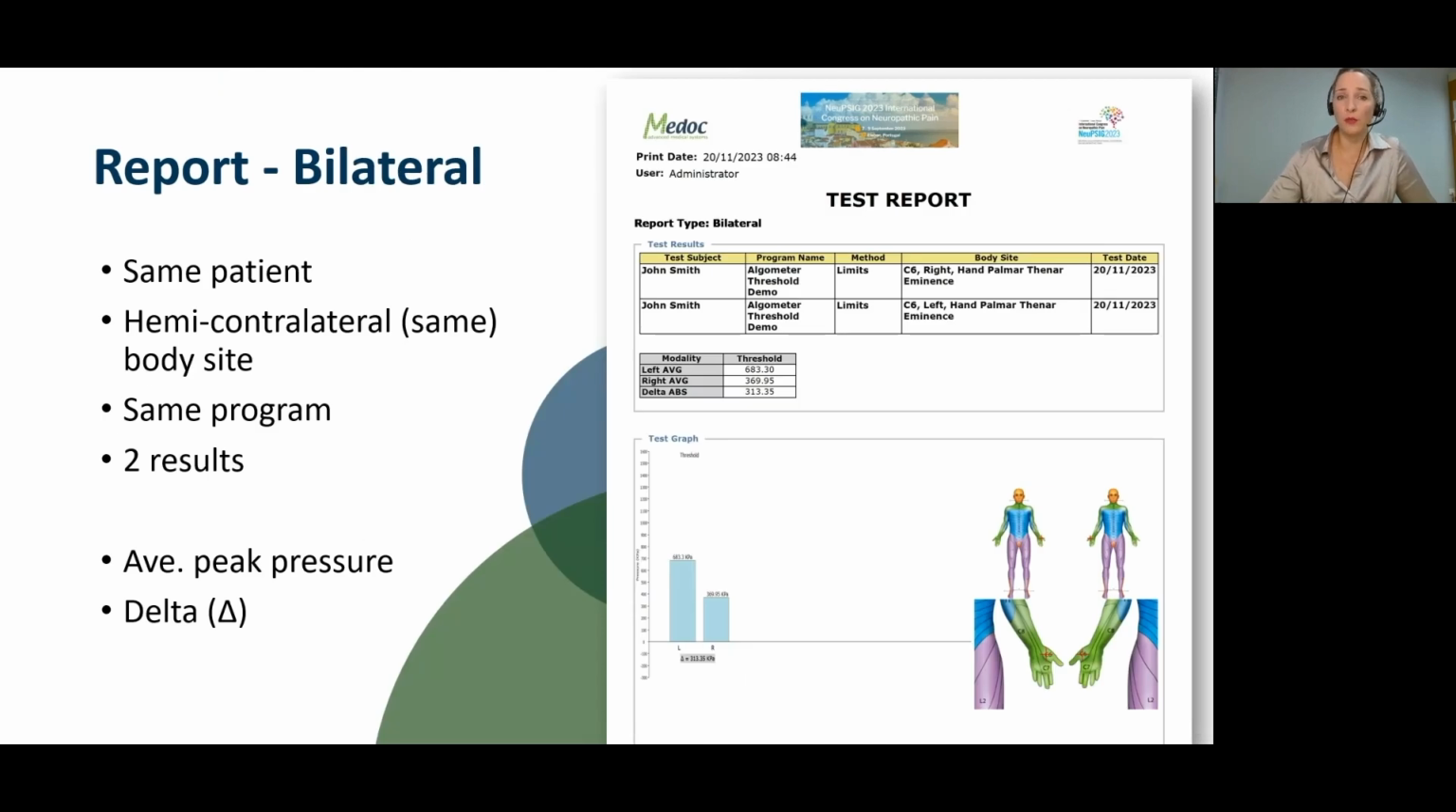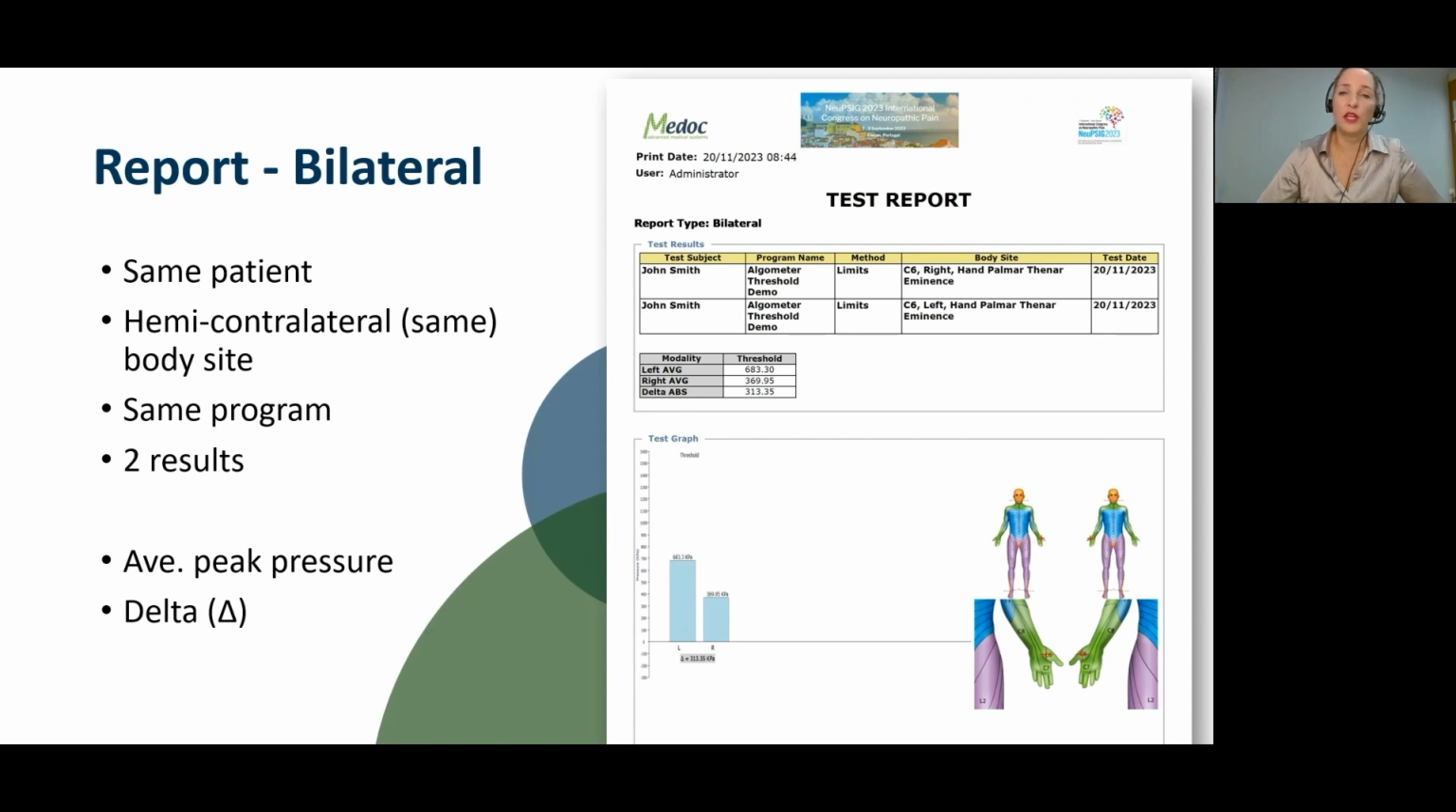Now, another report that I really like is the bilateral report. So if you have 2 of the same body sites, for instance, 2 thenar eminences, and of the same patient, using the same program, then you can compare them, and you can choose those 2 tests and put them on the same report, and then you can see the delta between those 2 body sites.